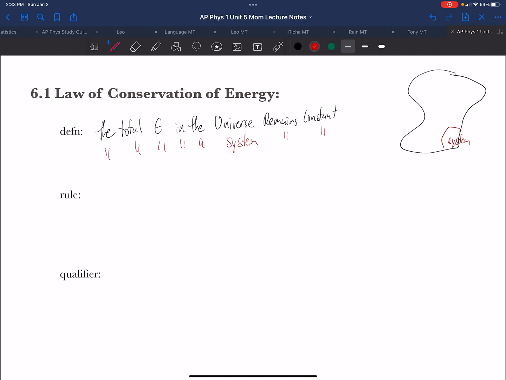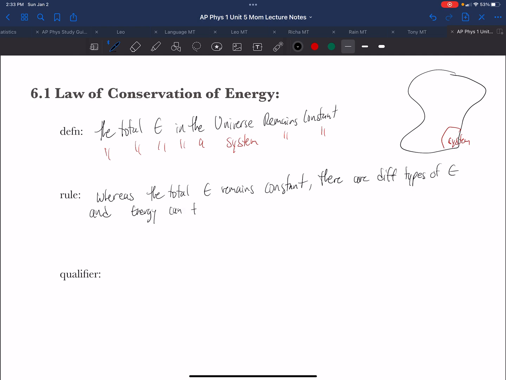The thing to keep in mind when it comes to conservation of energy is that whereas the total energy remains constant, there are different types of energy, and energy can transform from one type to another.